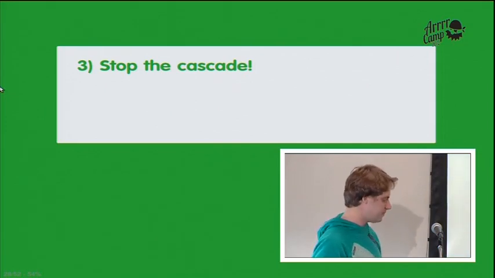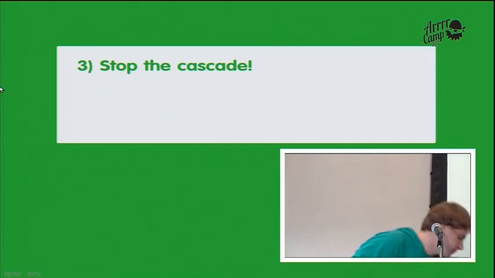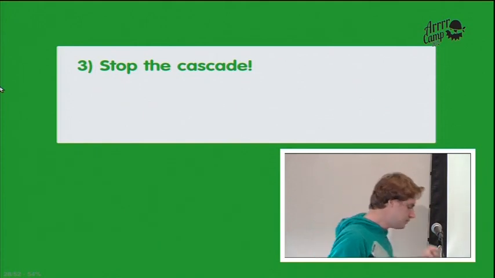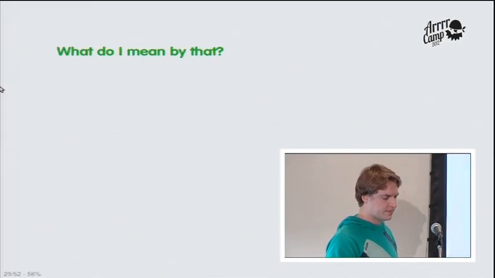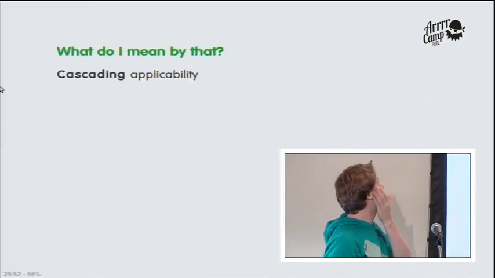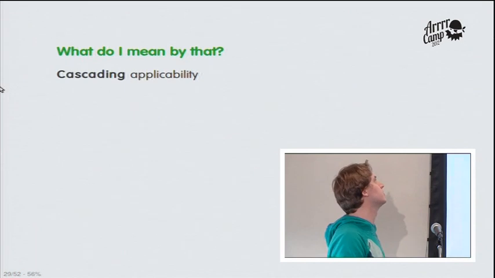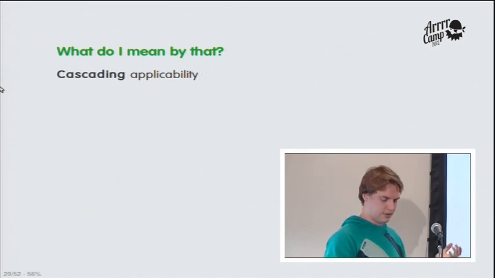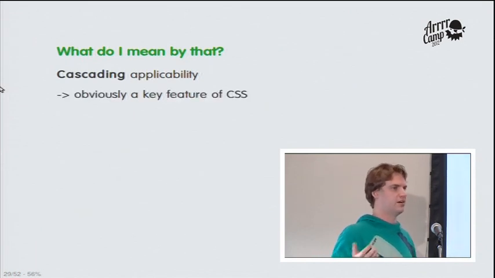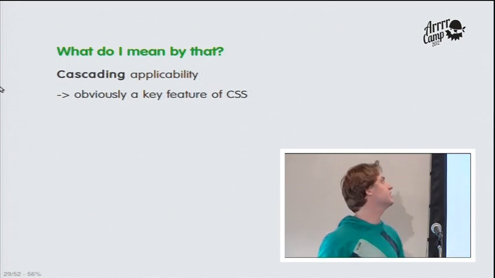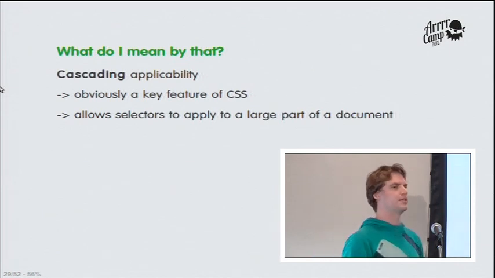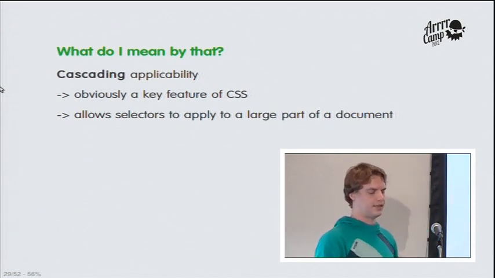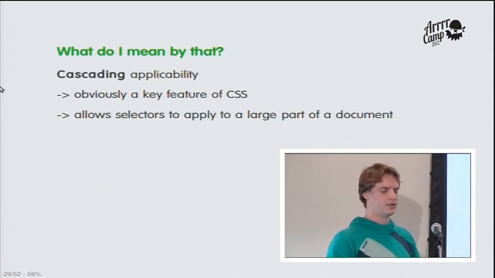Coming to the next advice. Stop the cascade. What do I mean by that? I'm referring here to cascading applicability, which is obviously a key feature of CSS because it's cascading style sheets. So what does it mean? What it basically does is it allows selectors, like we had with the H3, to apply to a large part of a document.